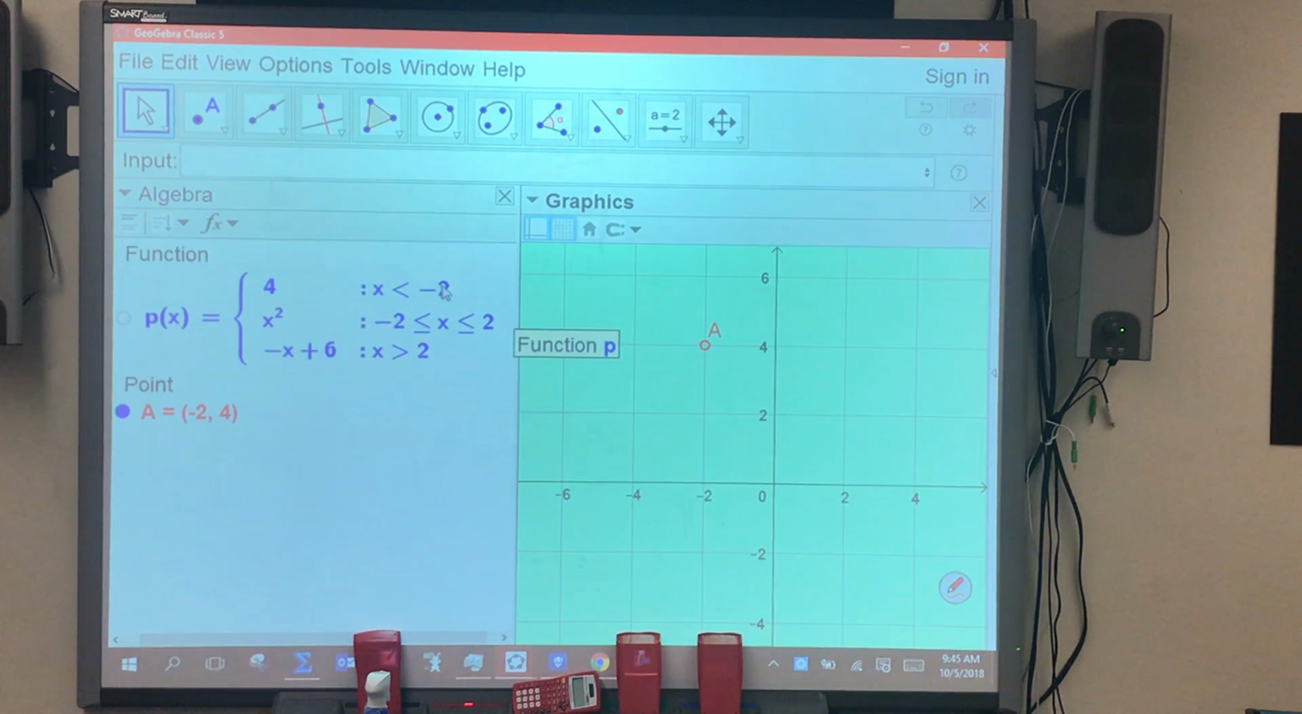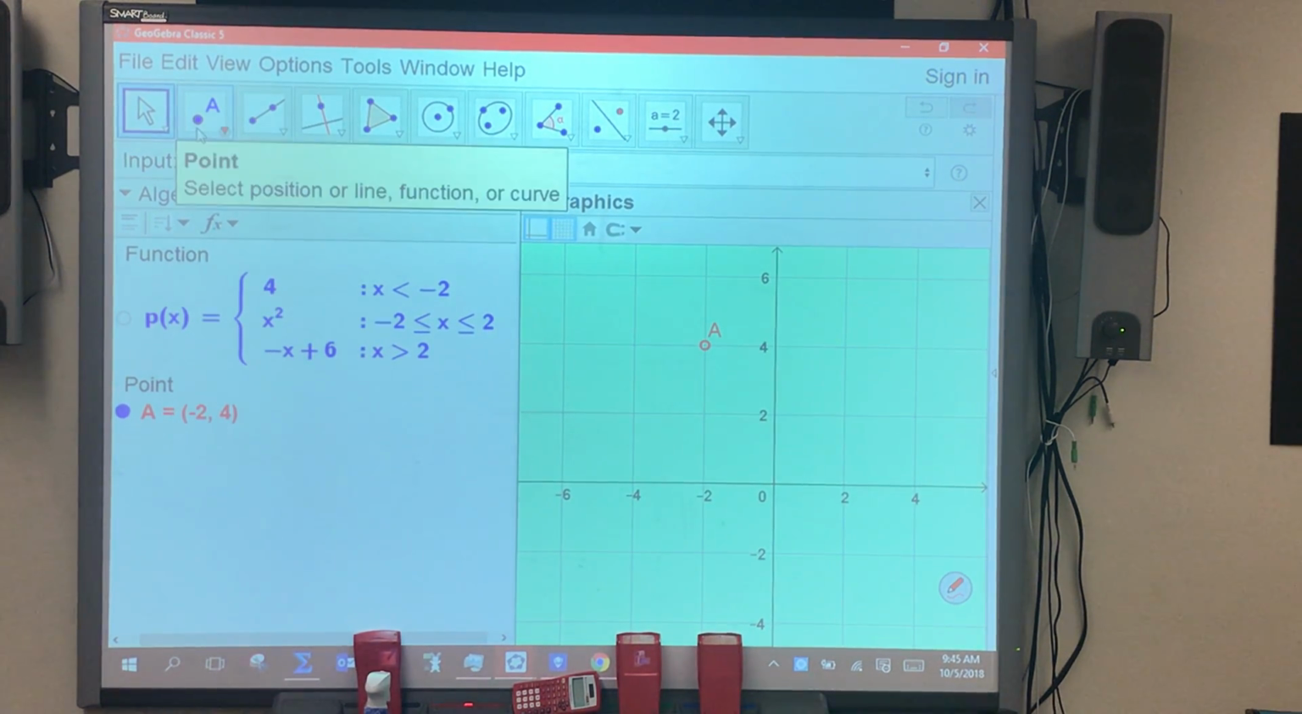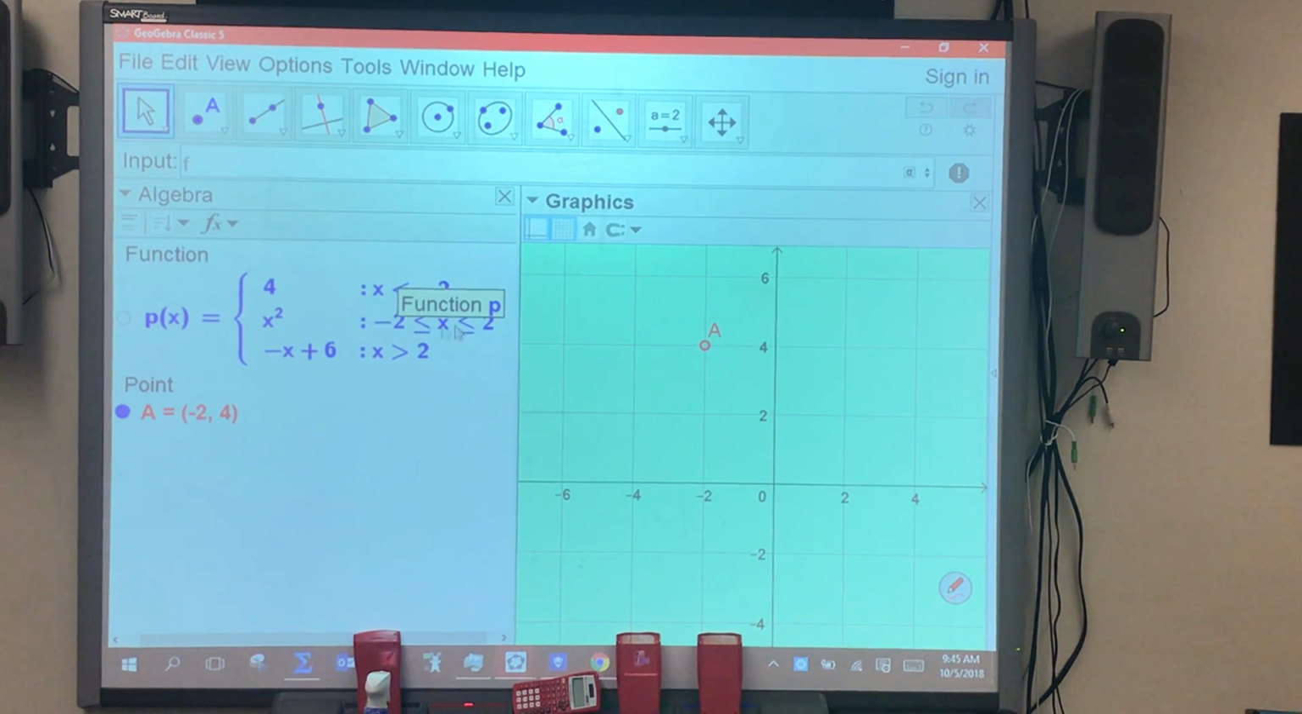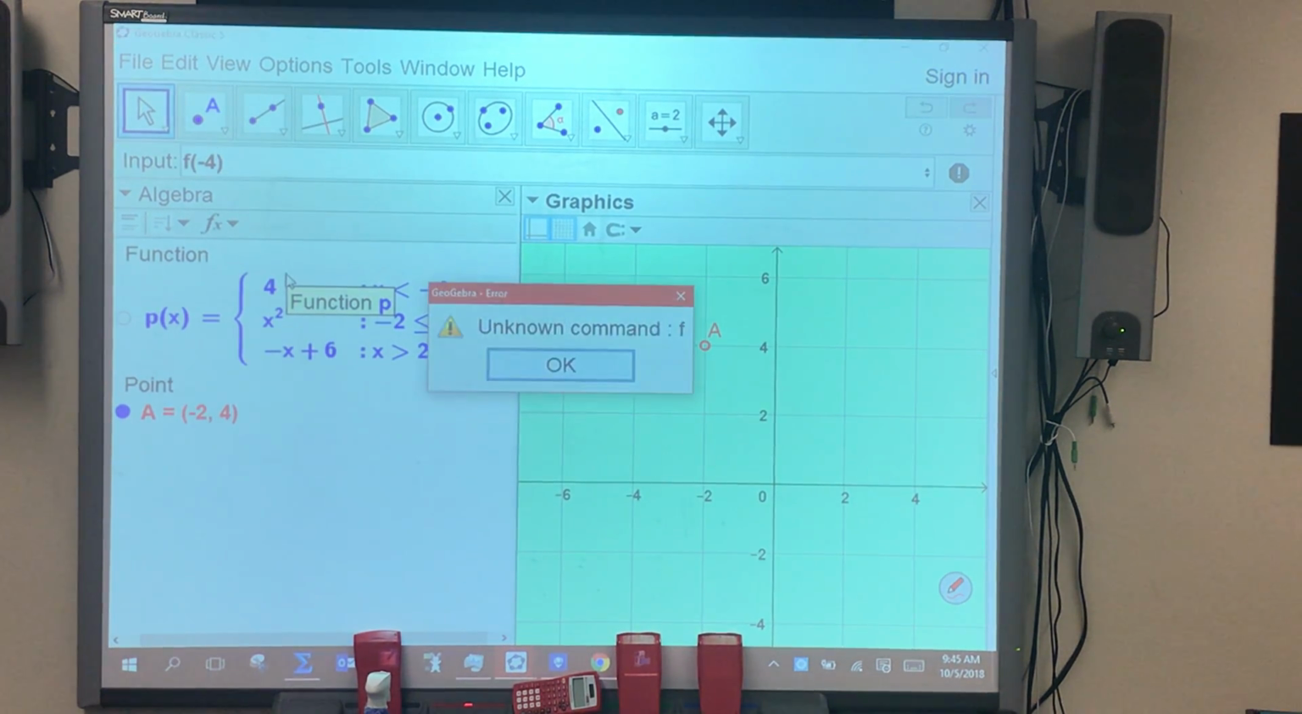A number further to the left of -2, or more negative than -2, would be like -4, right? If I choose -4, what y value do I get back? 4. The nice thing about GeoGebra is that evaluating at these endpoints might not be great, but evaluating somewhere within this interval, so if I evaluate at f of -4, GeoGebra is going to take that -4 and compare it to that, and to that, and realize, oh, it should be in this interval, so that's the rule I should get back. So when I hit enter, I should get 4 back.